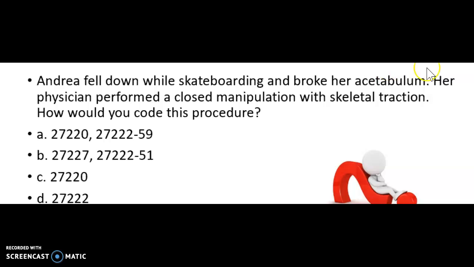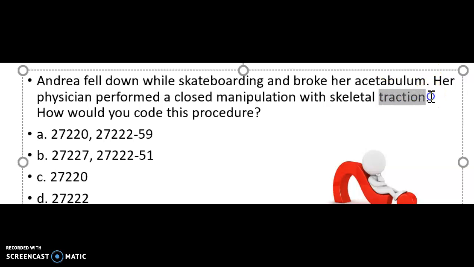So what did the doctor do? Traction, right? Traction. Also closed manipulation. So now you have 2 things going on. You don't know if there's 1 code for it or 2 codes for it. So you will look for both of them and figure out the tabular list. The tabular list will tell you if it's a bundled code. Bundled meaning both of these procedures are bundled together, or if they are separate from each other. So make sure you keep that in mind and look accordingly.